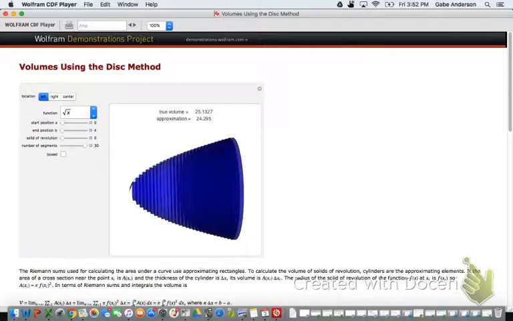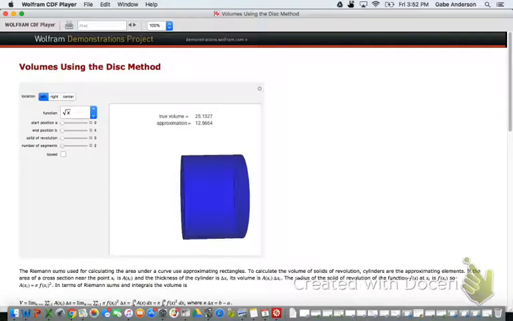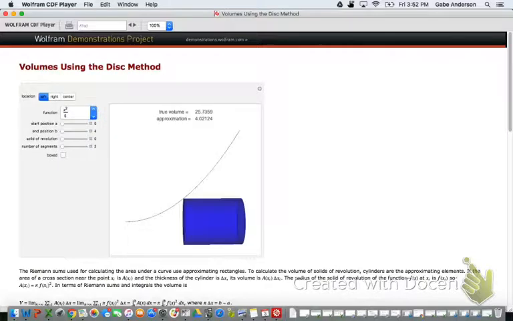The thought being that if I take the number of disks and make the number of disks approach infinity, then the width of each disk would be approaching 0, and we would have a perfect volume of this particular shape. So this, of course, applies to more graphs than just y equals root x. This one gives us some flexibility, to get some different shapes here.